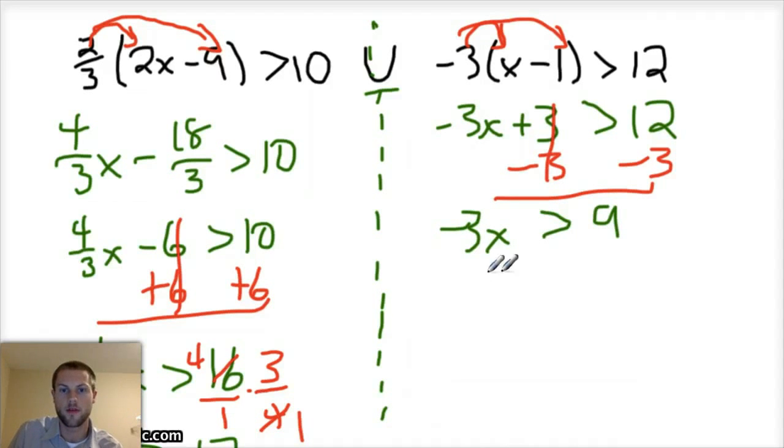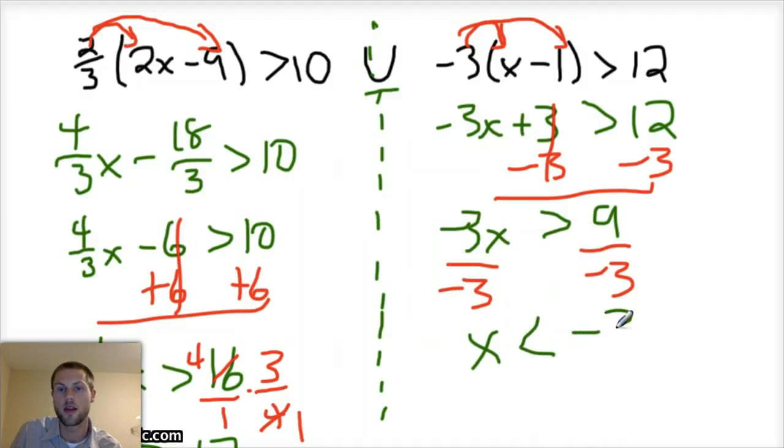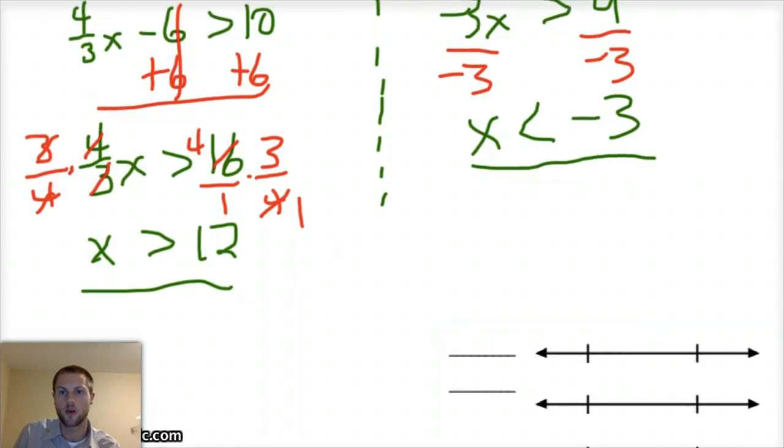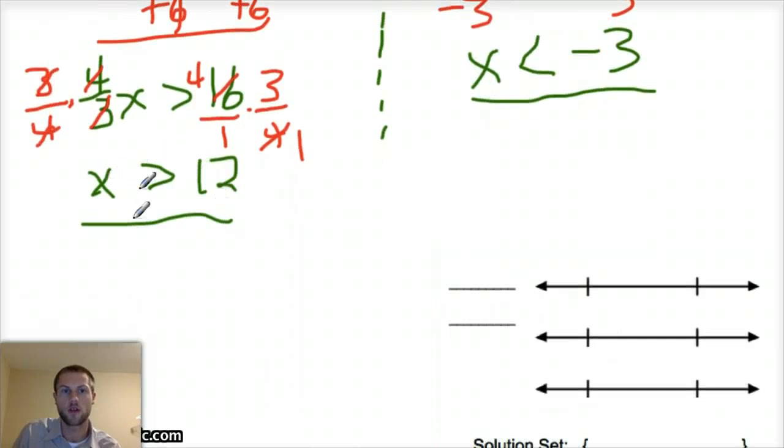And now I'm going to have to divide out that -3 from both sides. So I'm going to come out with an x, and now remember the sign is going to flip here because I divided by a negative number. So x is going to be less than -3, and that one was a lot quicker than the left-hand side one. So I've got my two inequalities: x is greater than 12 and x is less than -3.